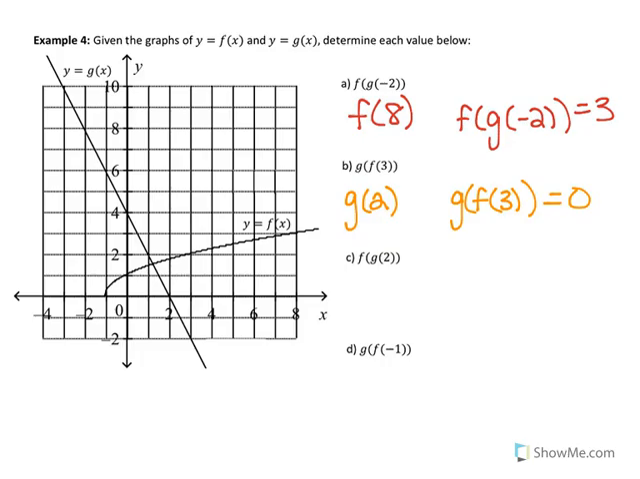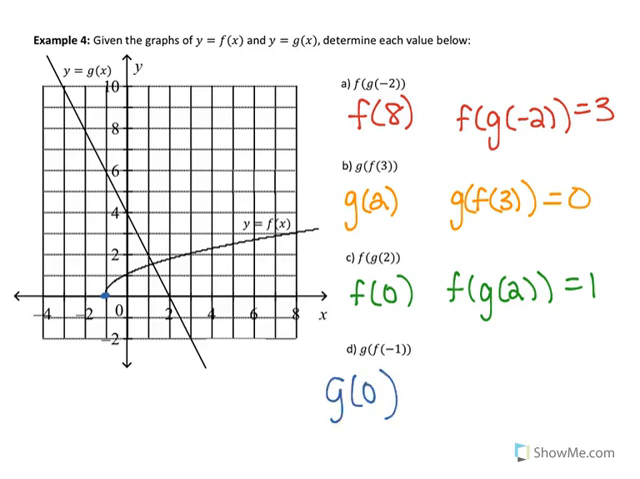Let's do another one. f evaluated at g of 2. So we already know g evaluated at 2 is 0. So now we're going to evaluate f at 0, which is 1. So f of g of 2 is 1. And last one, g of f of negative 1. So negative 1 is right here, and it's 0. So now we're going to evaluate g at 0, which is 4. So g of f of negative 1 is 4.